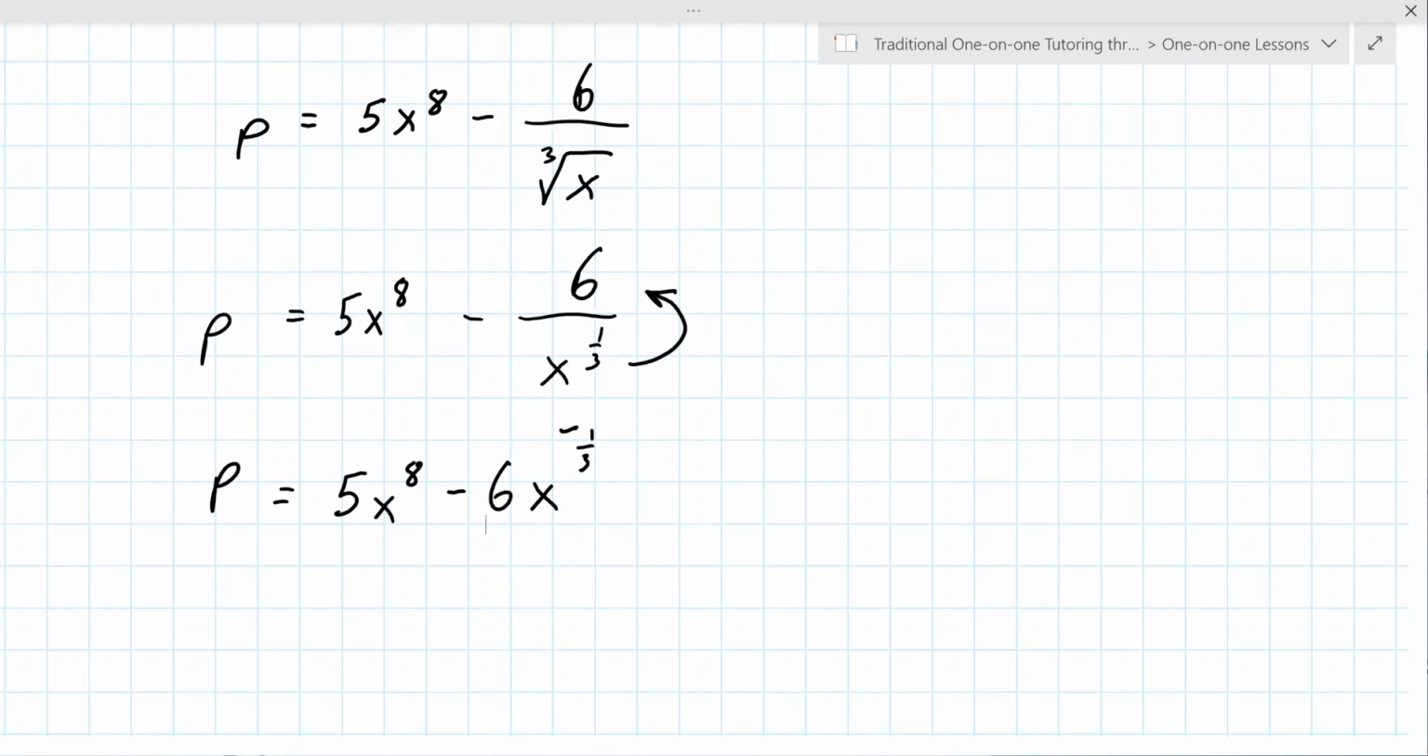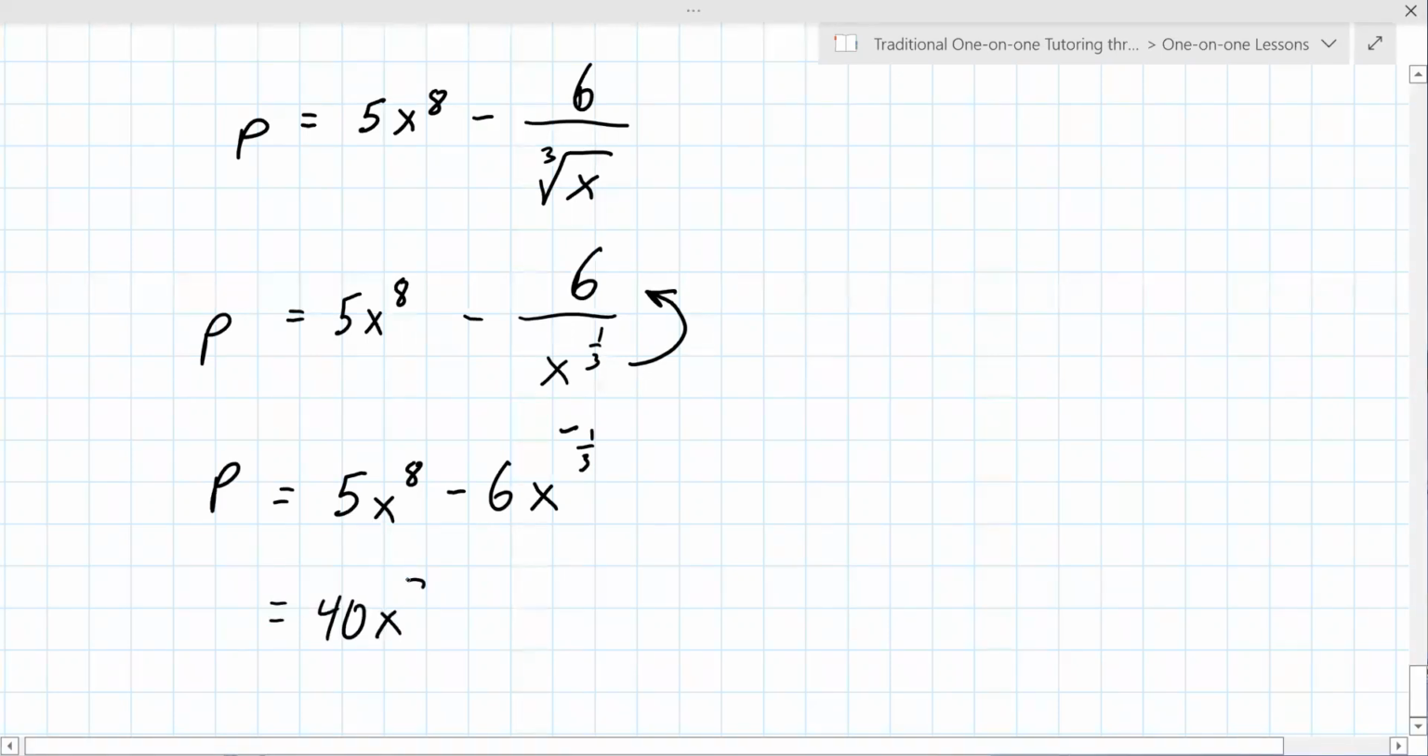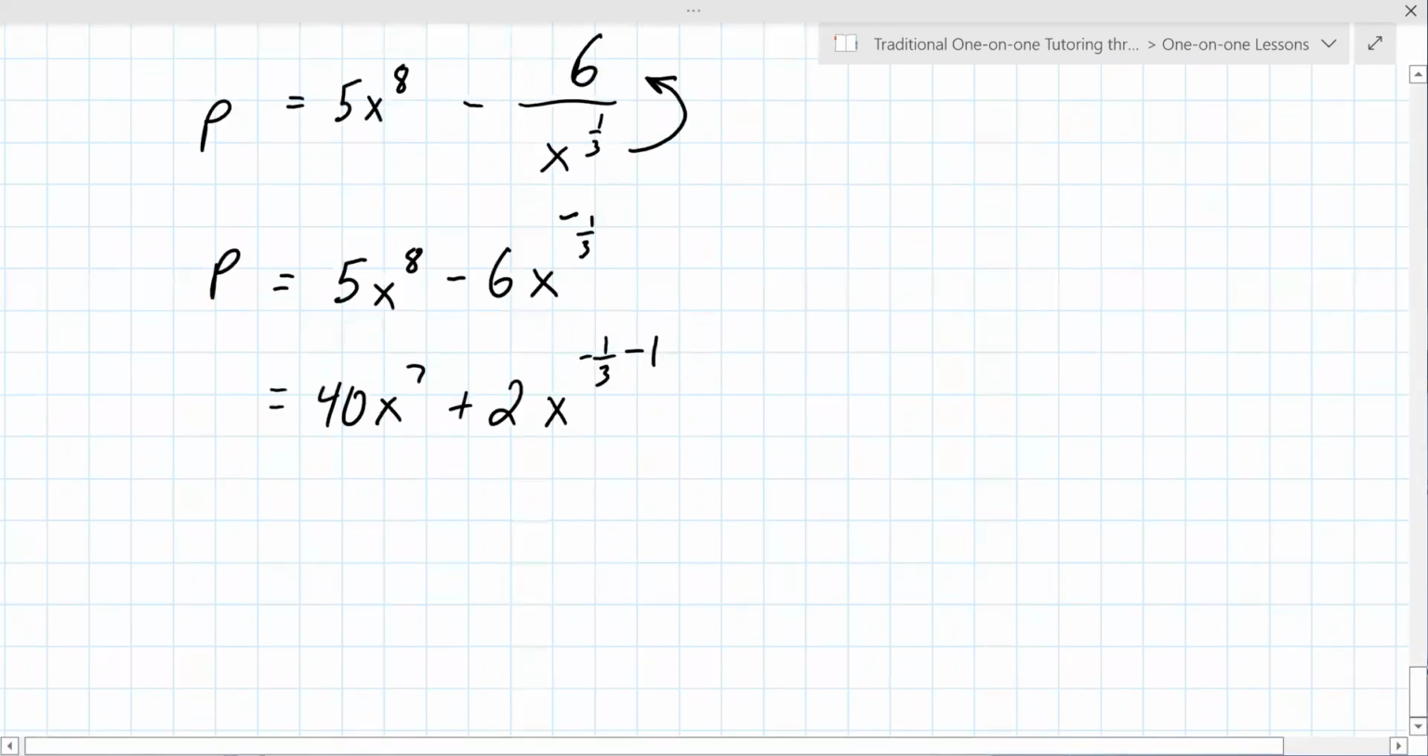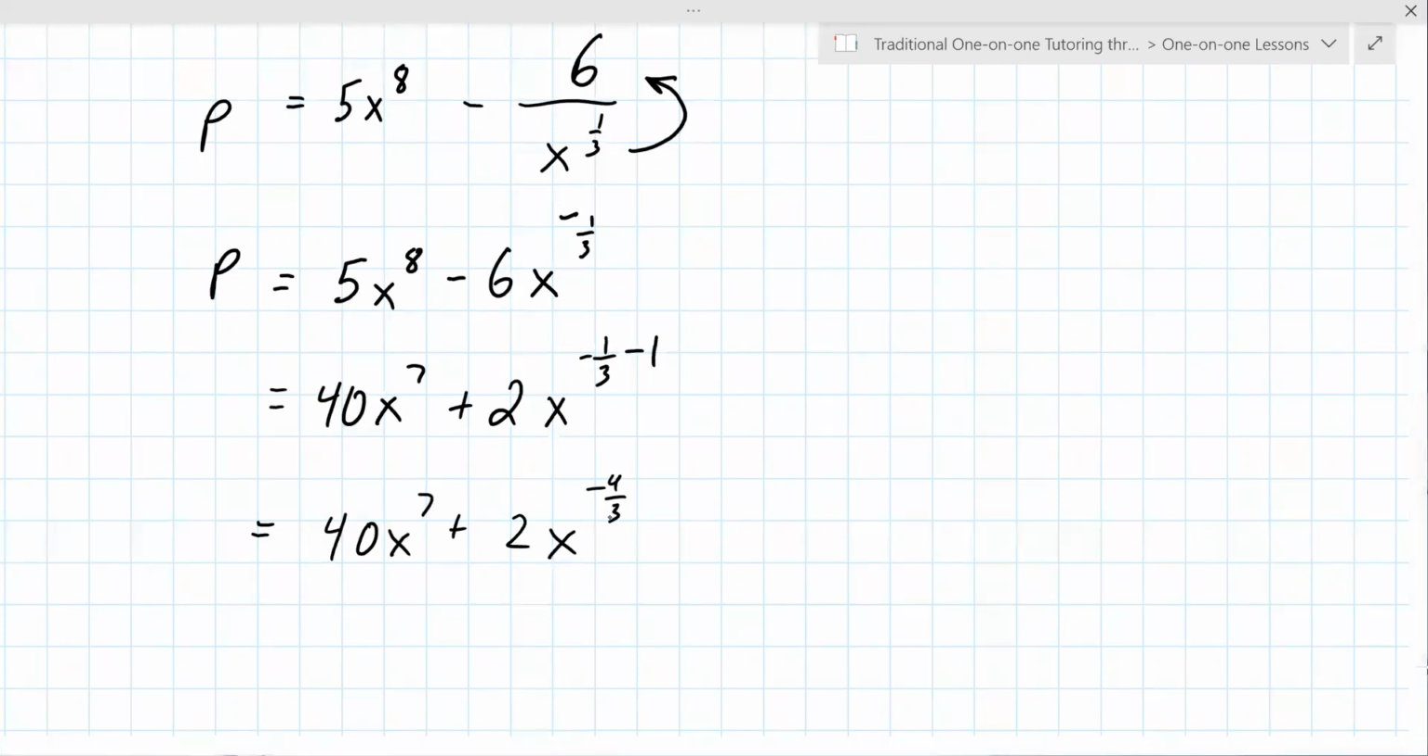Is it just 40x to the 7th plus 2x? You have to subtract the exponent by 1. Oh, I just left it. Okay. Yeah, it's a fraction. Generally when you have a root in your original function, you get a root in your derivative. Okay, so -4 thirds then on the... Yeah.